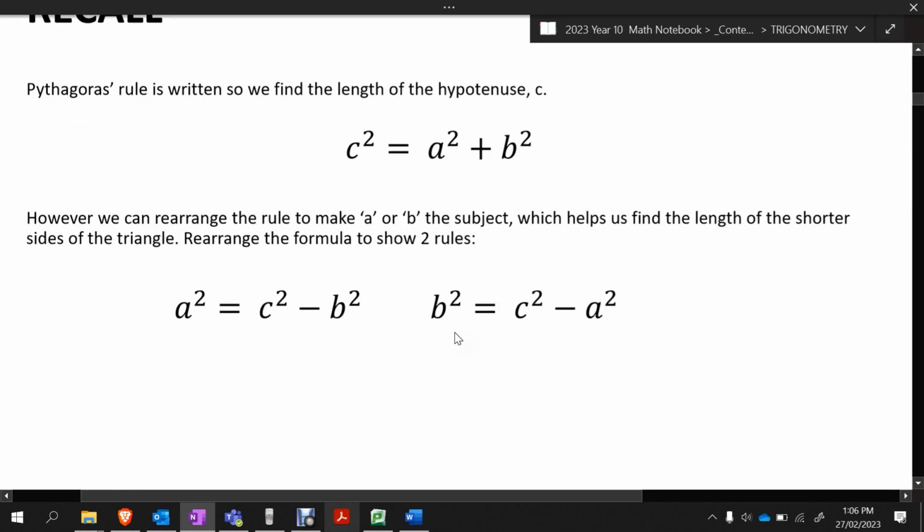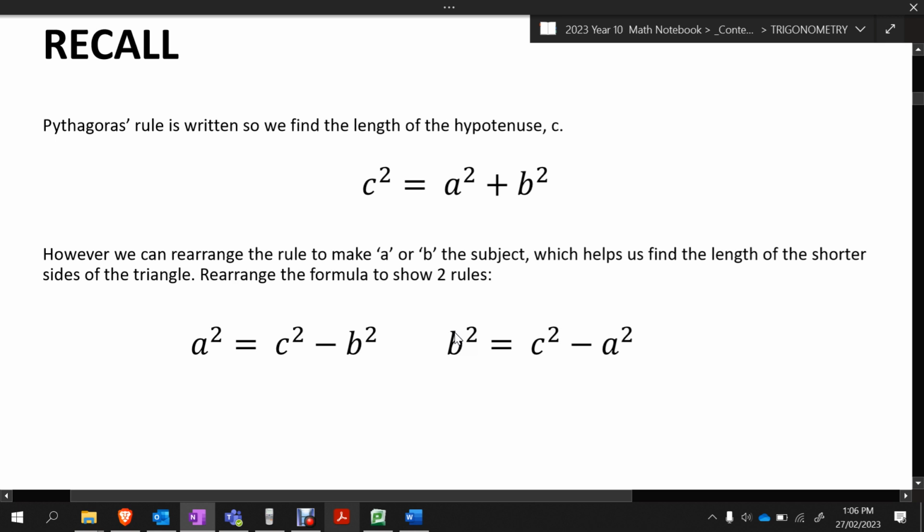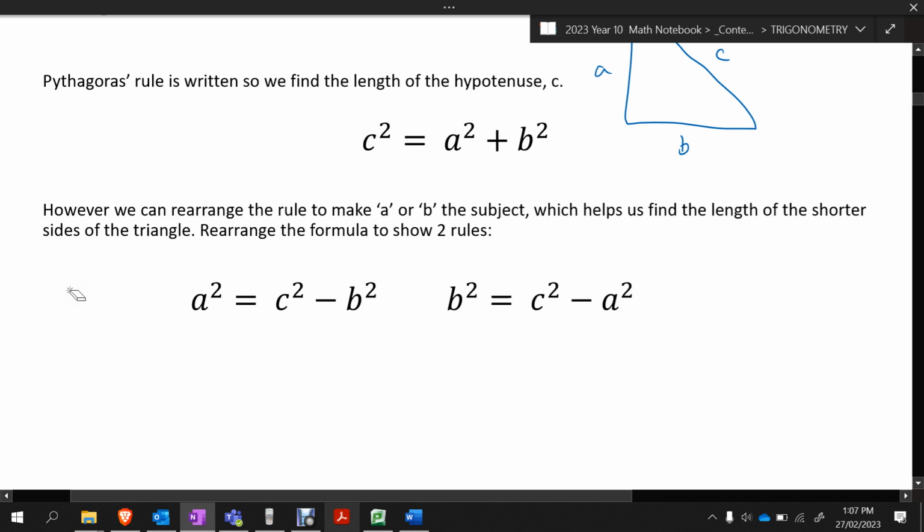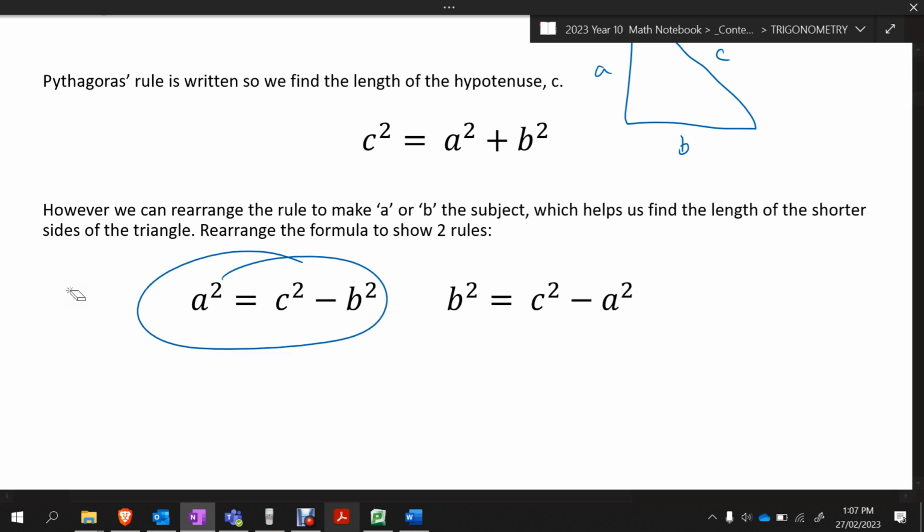When you have your formula, c squared equals a squared plus b squared, you can also rearrange it to find the other sides. You've got your triangle, A, B, and C. You can use your formula to find A or B, depending on what you're after. These are the two formulas for it: a squared equals c squared minus b squared, or b squared equals c squared minus a squared. You need to make sure you remember these, because they will come up on the exam.